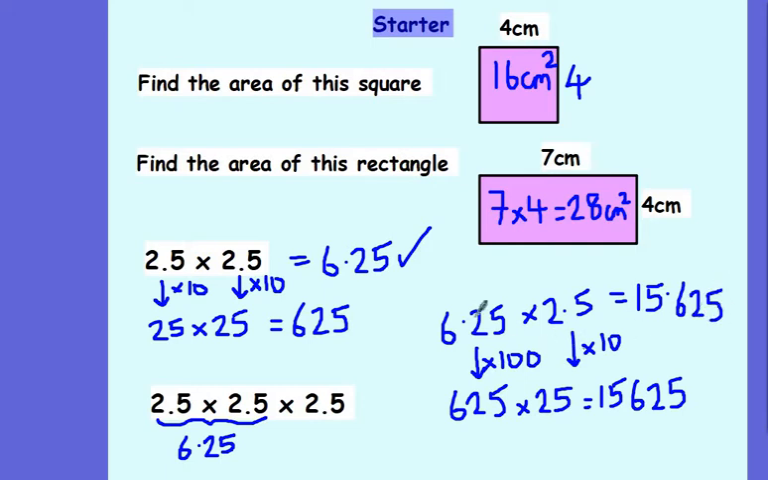Quick sanity check. 6.25 is approximately equal to 6. 2.5 is between 2 and 3. 6 times 2 would give me 12. 6 times 3 would give me 18. 15.625 is between the two.